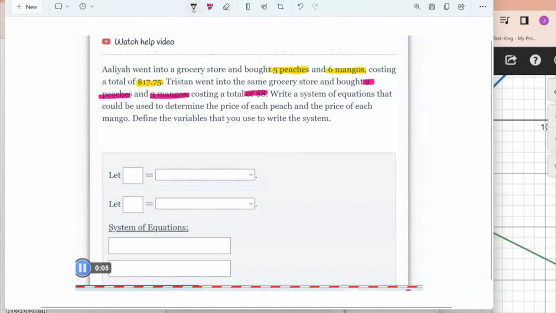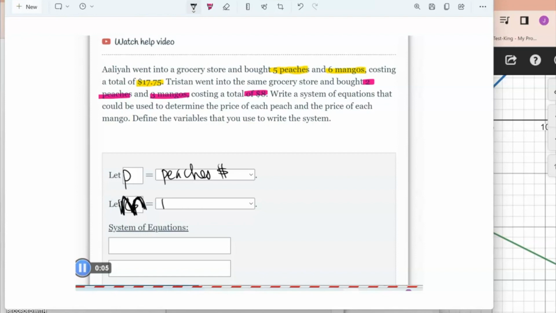So when you have 6 numbers, you just write it in the exact order that you see it in. So I will let P be peaches. And when it's 6 numbers, it's not the number of peaches, it's money. So it's the cost of a peach. M is mangoes. All right, so be careful not to put numbers in here. These are letters. And once again, it's not the number of mangoes, it's the cost of mangoes, because this is going to be about cost. All right, and you set it up just like you read it. So this is 5P plus 6M equals 17.75.